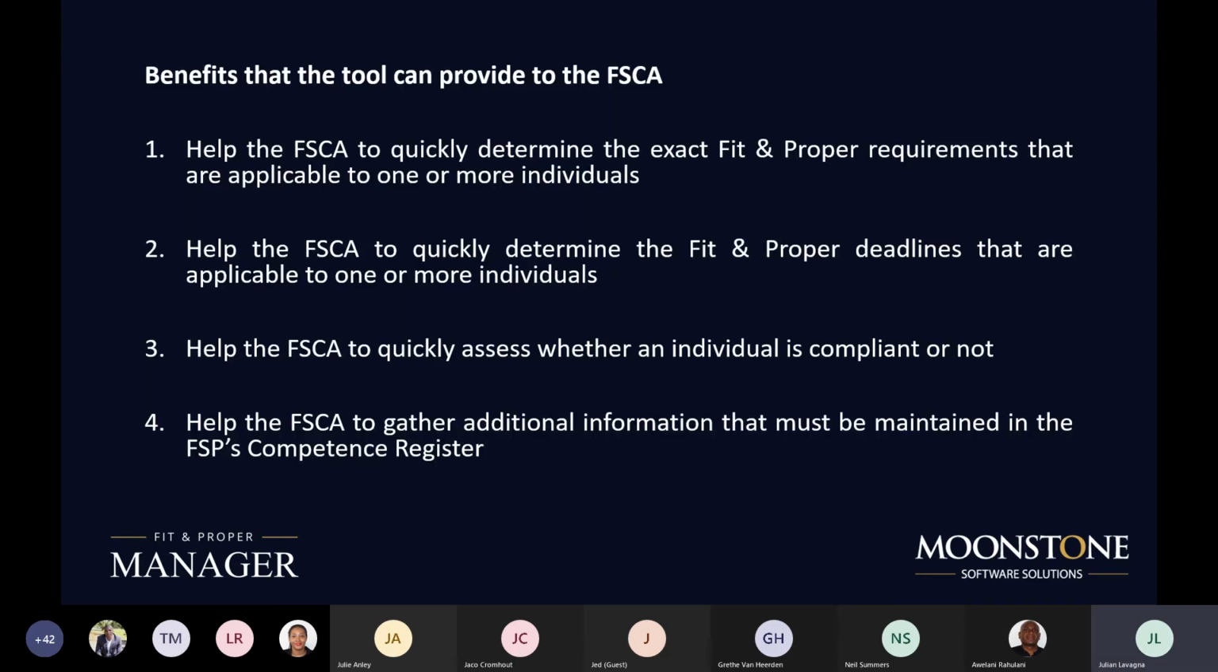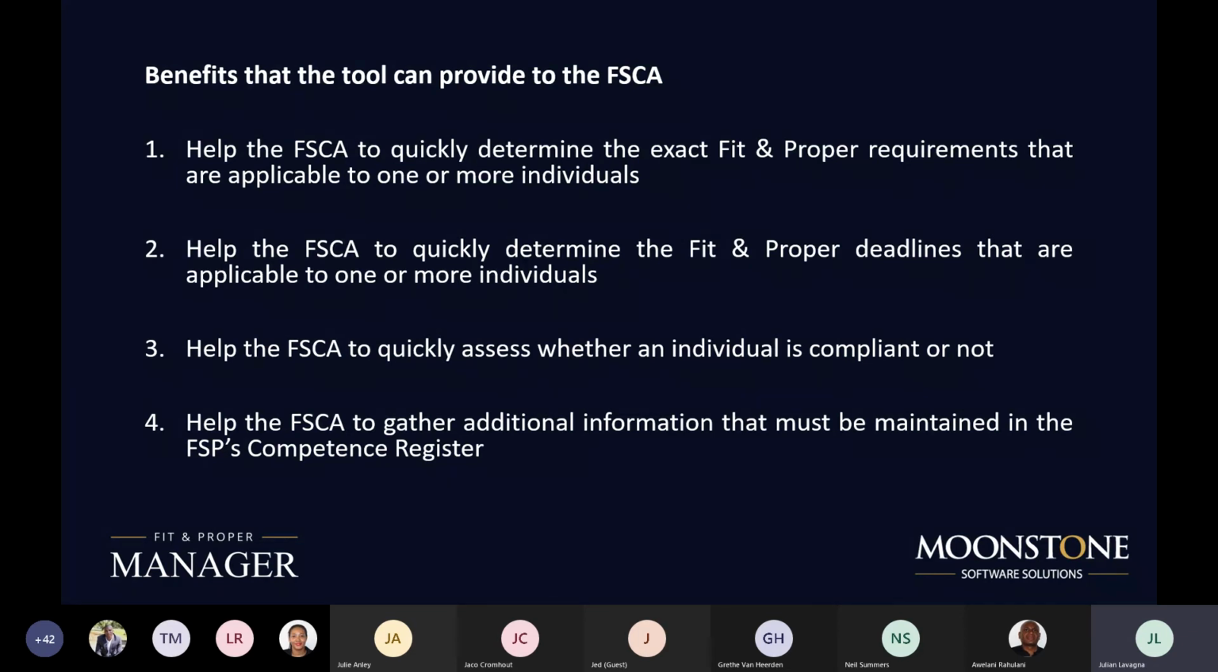Finally, I want to highlight an additional feature offered by the tool that may be of interest to the regulator. Apart from the first three benefits listed here, the tool is predominantly used by our clients to automate the process of maintaining the FSP's internal rep register and competence register. For example, when an FSP adds or removes a rep from the application, these changes are automatically updated on the FSP's rep register and competence register. In turn, super users can then proceed to download a phase rep register, which then reflects the changes that were made within a specified time frame.